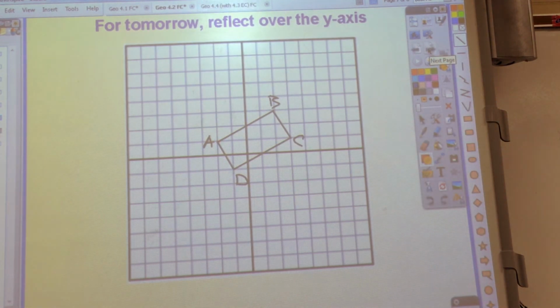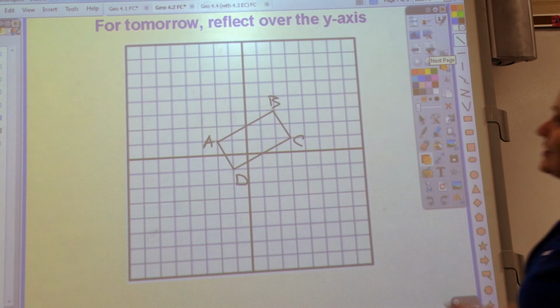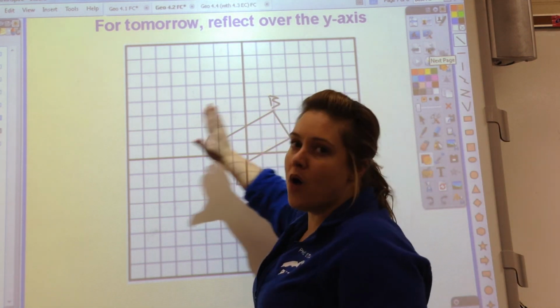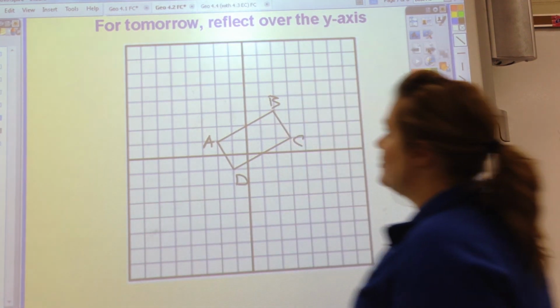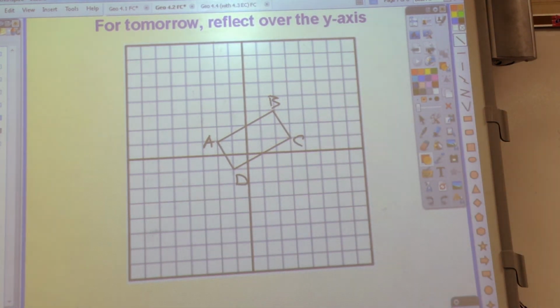All right, for tomorrow, I'd like you to use this idea right here, and if necessary, take a hint from your textbook and see if you can figure out on your own how to reflect this shape over the y-axis. All right, bring this in on a sheet of paper for me tomorrow, and I'll see you then.